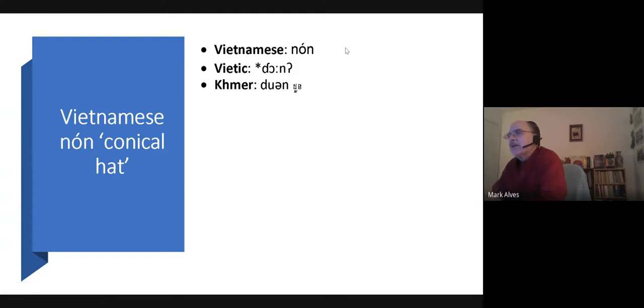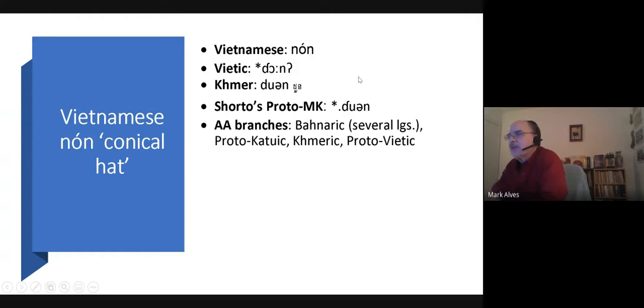Now Khmer has this duan, and that's pretty reasonable. And the ua probably comes from something that's similar to that. This sound is a more recent sound. Shorto reconstructed duan. Okay, precisely with that. This is Ferlus. This is Shorto's reconstruction.